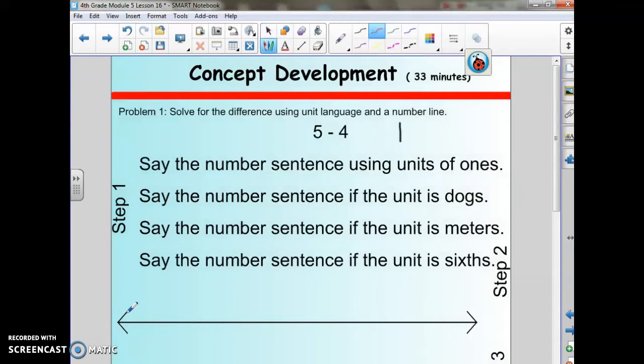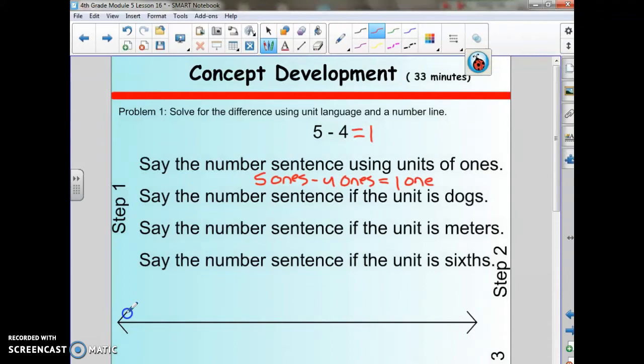You're not going to see me for a minute because I'm going to work on the smartboard, but if we have 5 minus 4, that equals 1. 5 minus 4 equals 1. We know that, right? What if we said in unit form we have 5 ones minus 4 ones? Well, that still equals 1 one in unit form.